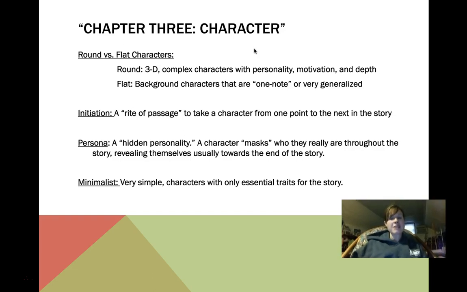And then the last term here is minimalist, a character that is very simple with only the essential traits for the story. And you don't see this very much because minimalist does not imply complexity. And as we've said above here, a rounded character is what we want. So why would we need a minimalist character if that's kind of conflicting with this idea here?